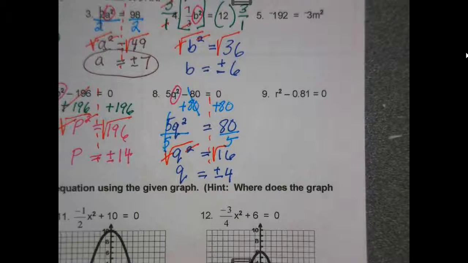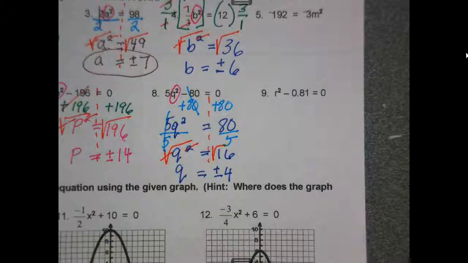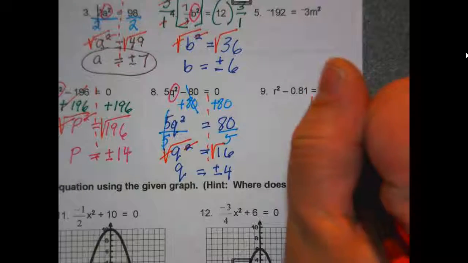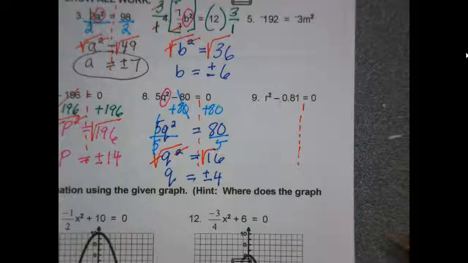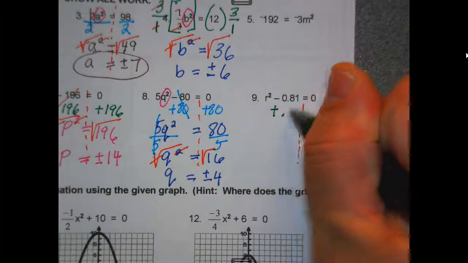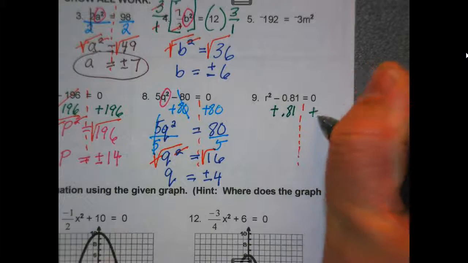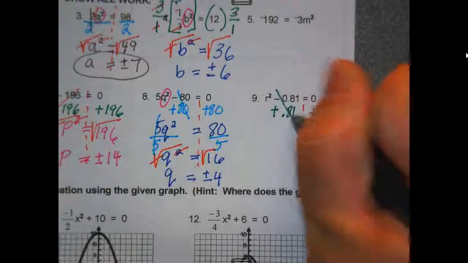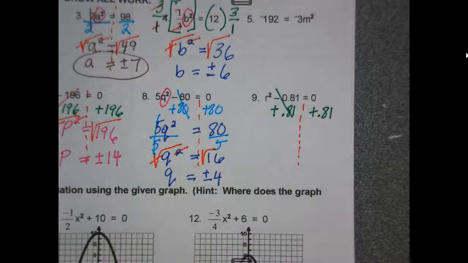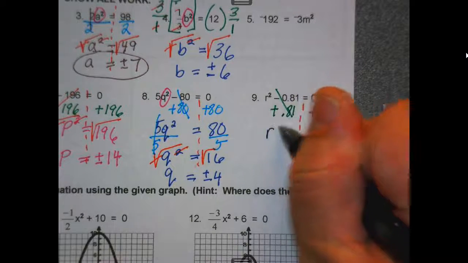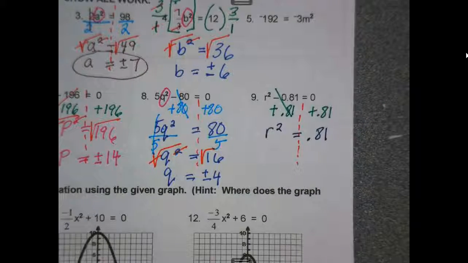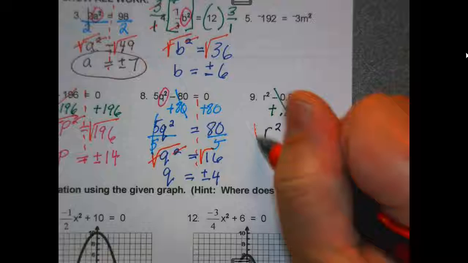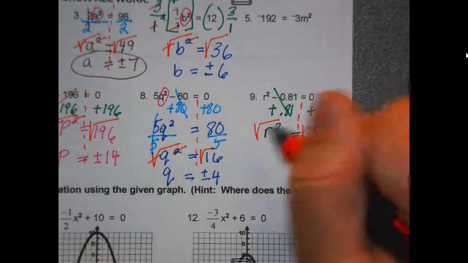And number 9. See, I'm going to get the R squared by itself. So I'm going to add 0.81 to both sides. I get R squared equals 0.81. Square root both sides.